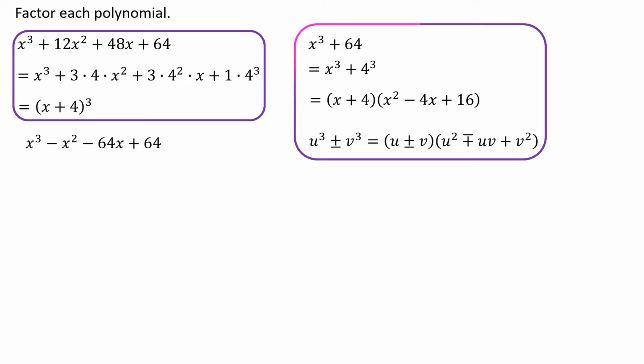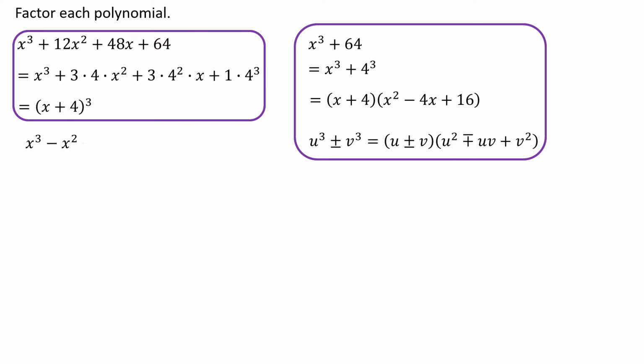The time-consuming one is the factor by grouping. At first glance, I might think this is a 1, 3, 3, 1 from Pascal's triangle, but I noticed that 64 on the x is not divisible by 3. X squared does not have a coefficient. Number 1 is not divisible by 3. So this is factor by grouping.